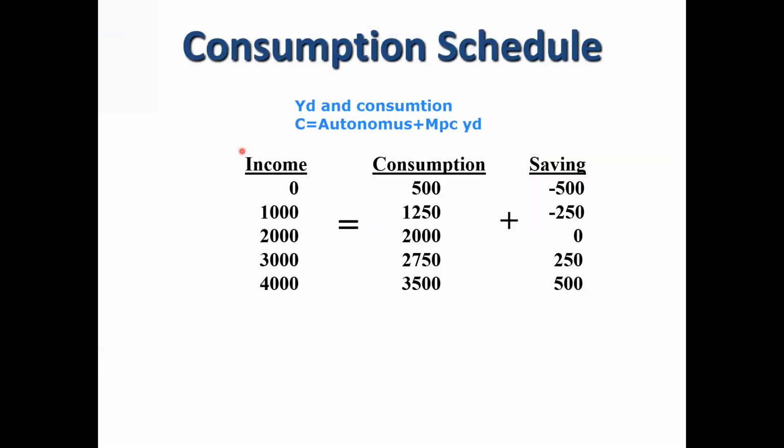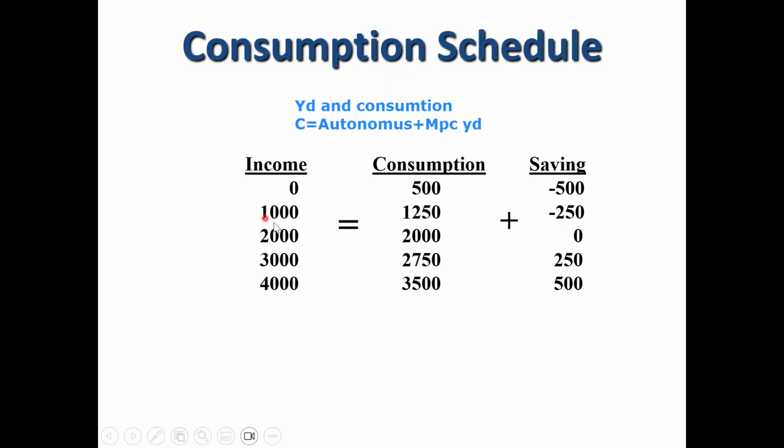Then we come to part 2 of this equation, to have the equality. Income must equal consumption plus saving. When we have zero income, this means that we have autonomous consumption of 500 only, and this means we have a negative amount in saving, which means that we have a saving gap, or a negative gap.